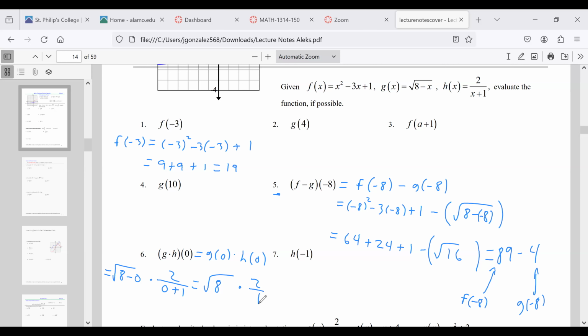This reduces, right? And you would get 4 root 2. Let's skip this up here, but does the main idea make sense? Move on. You guys have any questions on 5 or 6?